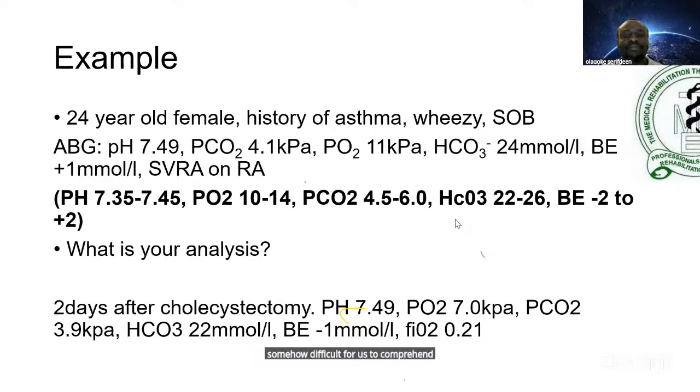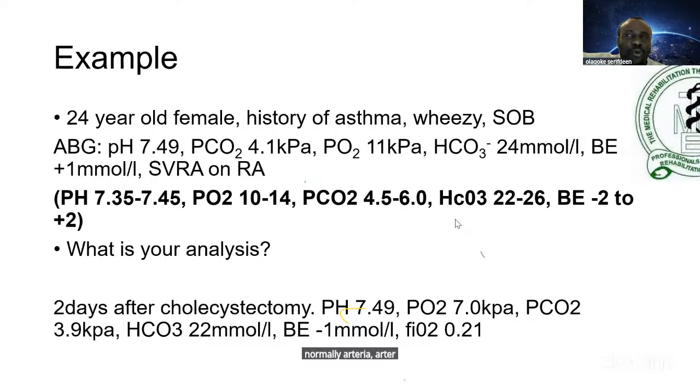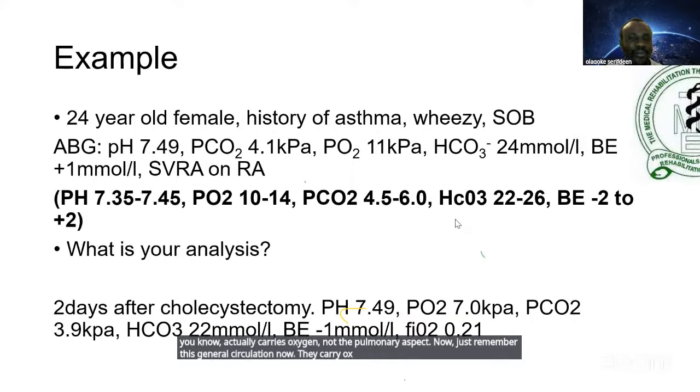Aside from that, another thing I want us to know is if I'm doing arterial blood gas, of course, that does not mean we cannot do VBG for adults too. You can find people doing that as well. ABG, normally arterial blood, is very rich in oxygen. Arteries carry oxygen, not the pulmonary aspect. Just remember this general circulation now. They carry oxygen to the cell. Forget about the pulmonary stuff now. They carry oxygen to the cell.